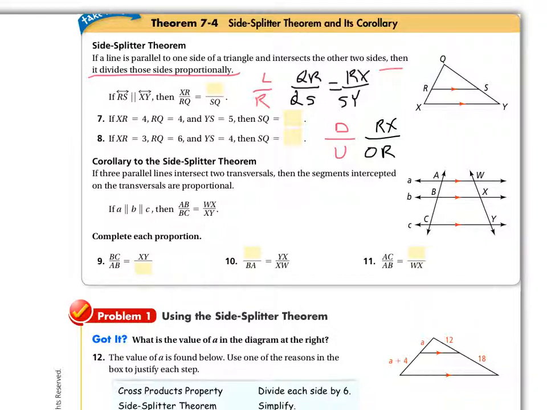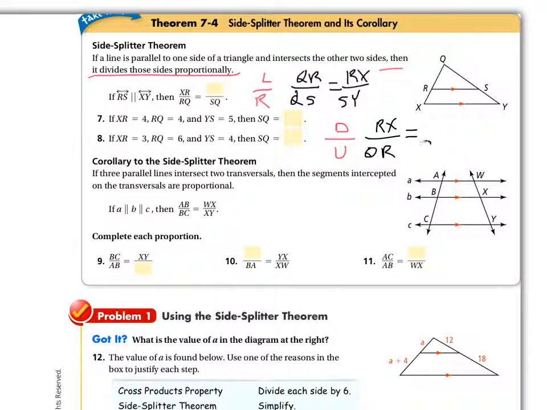Question, Bailey. Why wouldn't it be XR? RX and XR are the same. And I'm calling it RX because remember you can name a line segment with 2 points, but you can flip those 2 points. RX and XR are the same. And so then on the other side, what would be down on the other side?